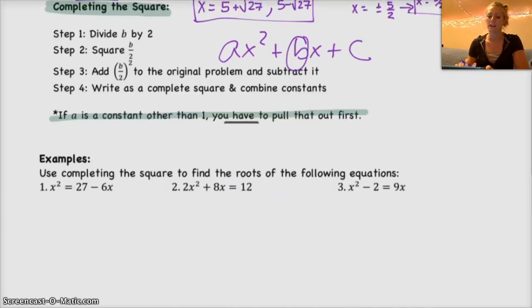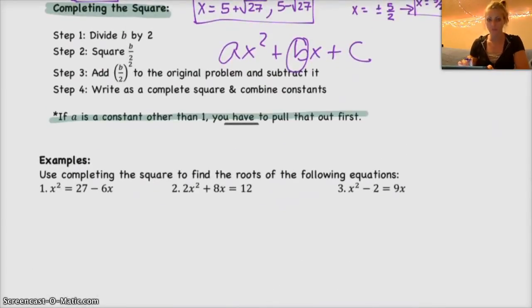Okay. All right, so let's try a few examples. Use completing the square to find the roots of the following equations. So let's do the first one together, and then I'll let you go off on your own and try them. First one, x squared equals 27 minus 6x. So first thing you want to do is get everything to one side. Let's keep the x squared positive. So I'm going to add 6x and subtract 27 to one side. Okay, so I have all that equals 0.